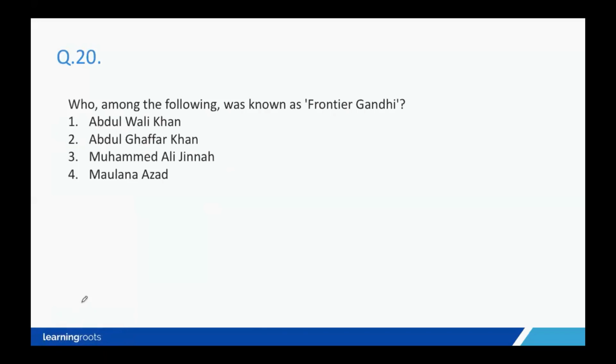Okay, who among the following was known as Frontier Gandhi? Again, Frontier Gandhi, this is very, very common if you remember your history textbooks. So this is Khan Abdul Ghaffar Khan. So 2 is the answer for this.